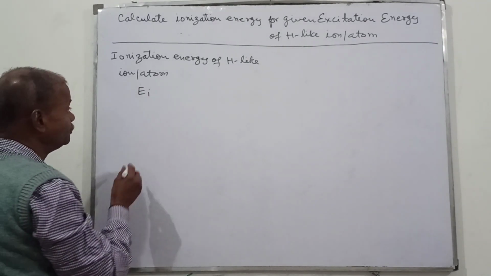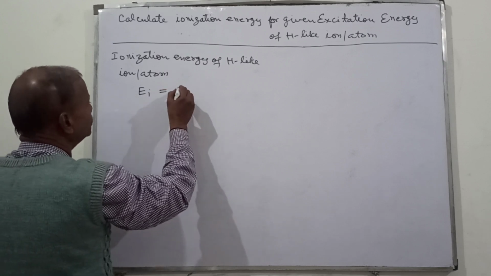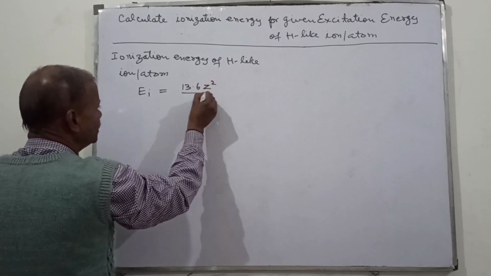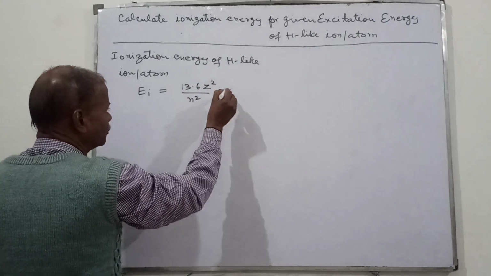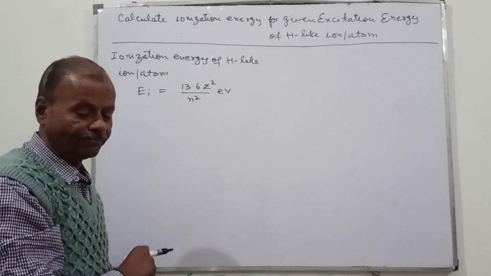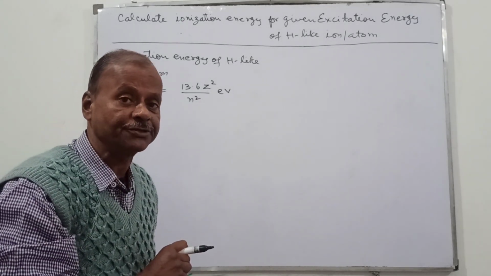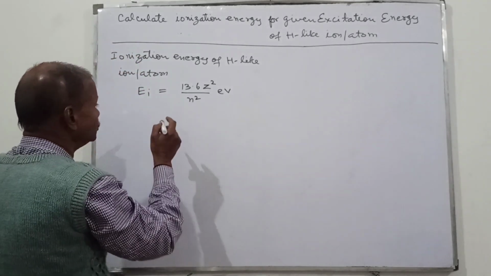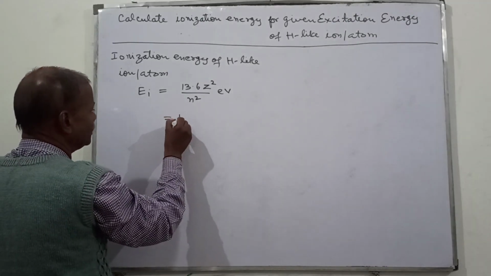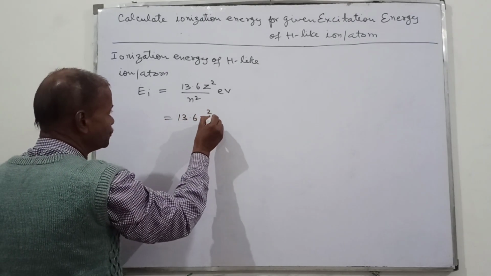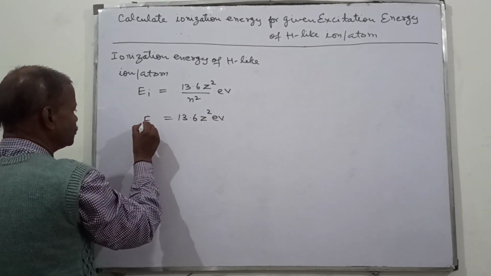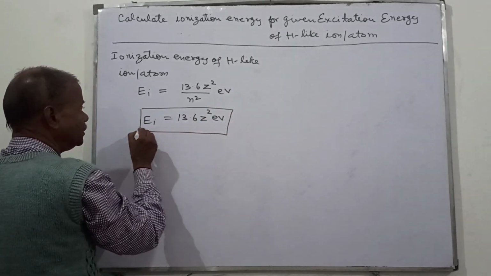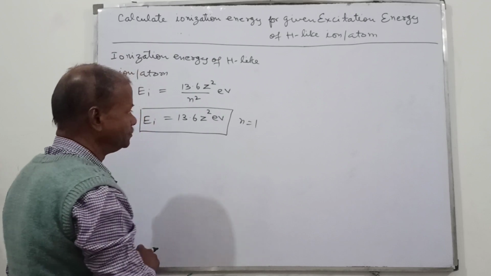Let us denote it by this EI. So this is equal to 13.6 Z square upon N square electron volt. And I told you that this ionization energy is always positive. So this N is taken with respect to 1. So this is how much? 13.6 Z square electron volt. This is equal to so much. Here N is equal to 1.